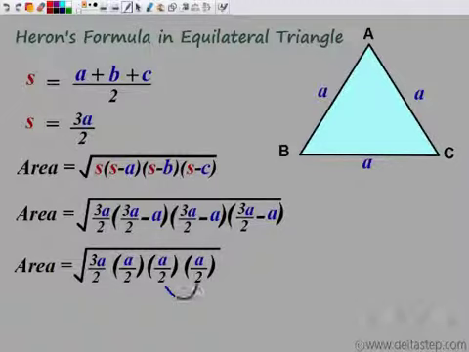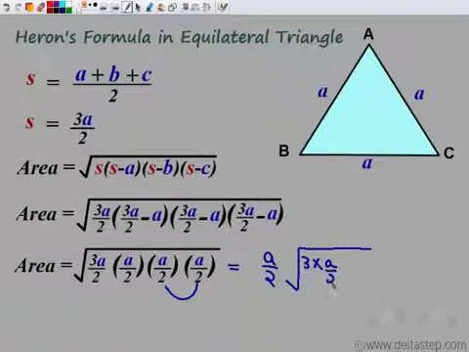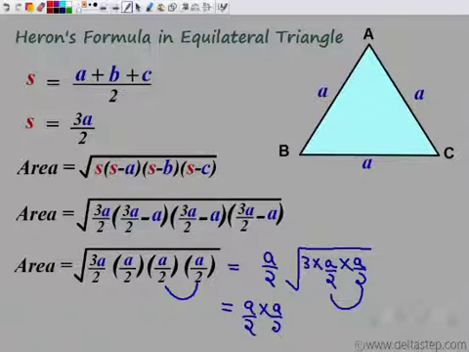Again I see two A by 2s, so I can take this out. What I can do is take A by 2 outside. What I'm left with under the root is 3A by 2 and A by 2. So 3A by 2 can be written as 3 times A by 2, and there's another A by 2. Again two A by 2s, so I can take one of them out. So I get A by 2 into A by 2, and I'm left with under root 3. So I get this.